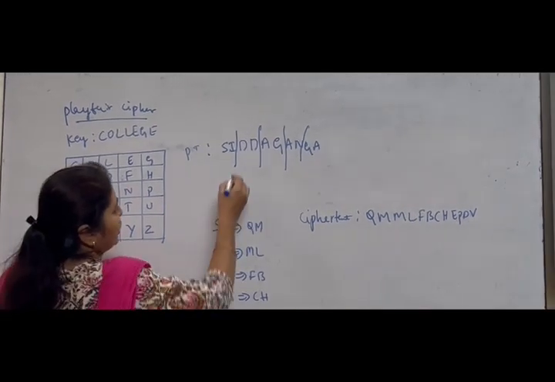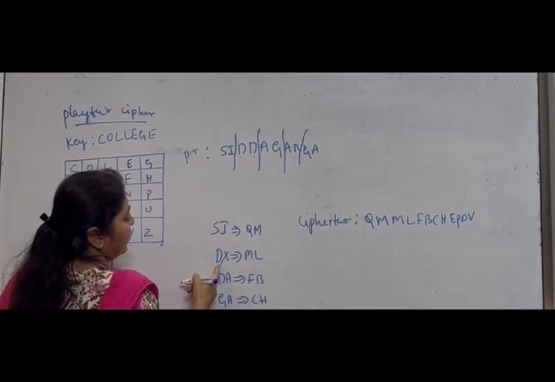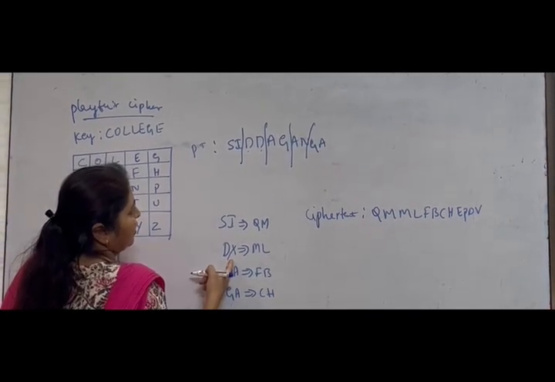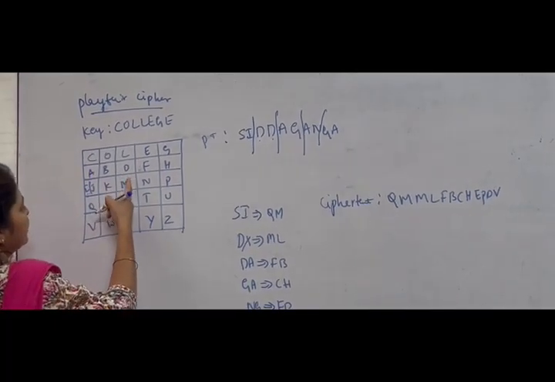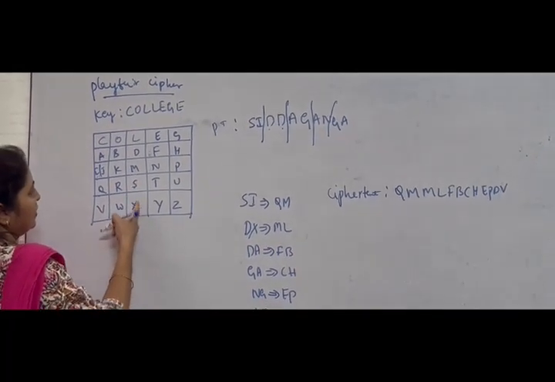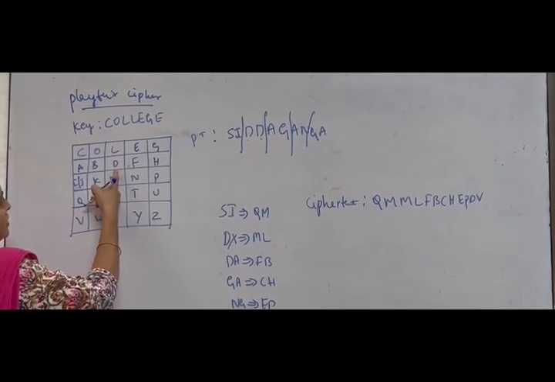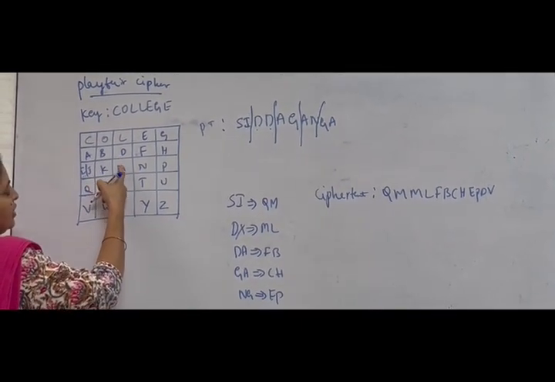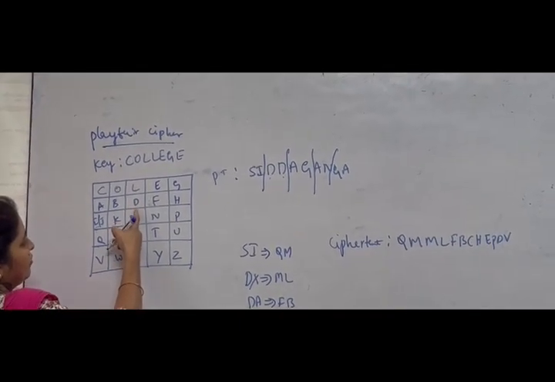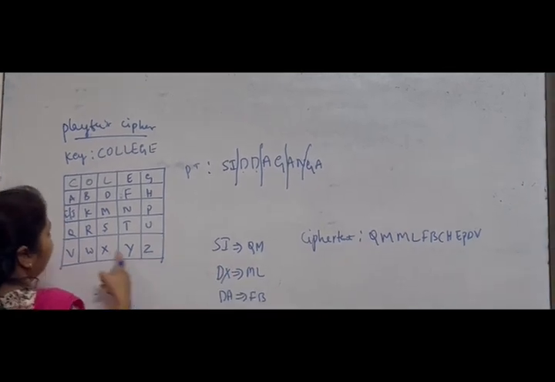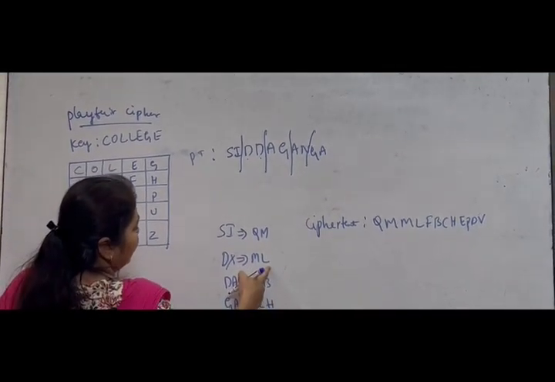Then DD is there. Now what we need to do is take one character and fill the other with the dummy character, which is nothing but X. So here D and X are in the same column. As a result, we need to take the letter below the corresponding letter. The letter below D is M, and below X is L. So we have written ML.